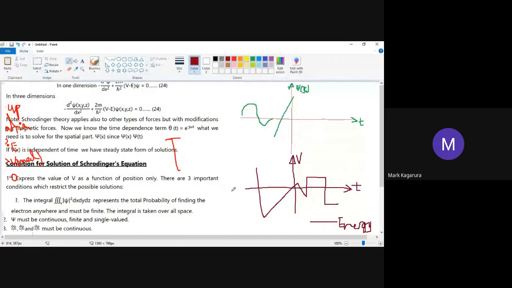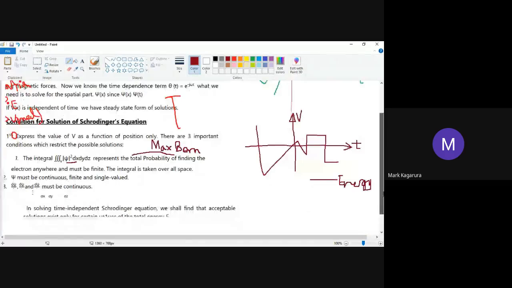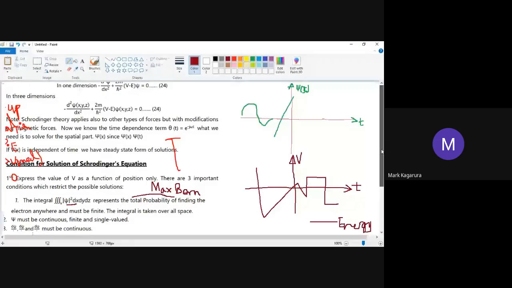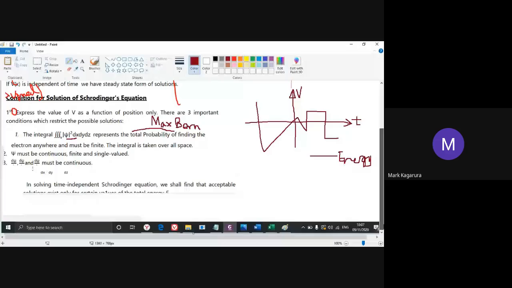For example, the first one is that the integral of this wave function, you remember, according to Max Born, represents the total probability of finding the electron anywhere within that, and it must be finite. So the integral can't be infinite. First of all, this integral is finite. And second of all, that psi must be continuous. Now we're going to look at, okay, I think let's just cut this stuff out.